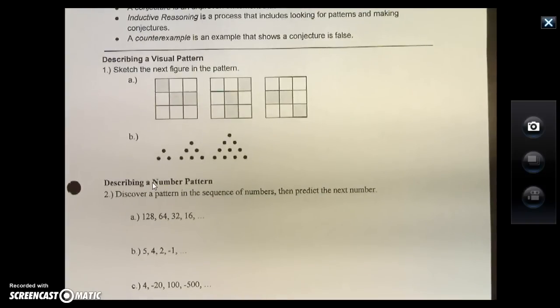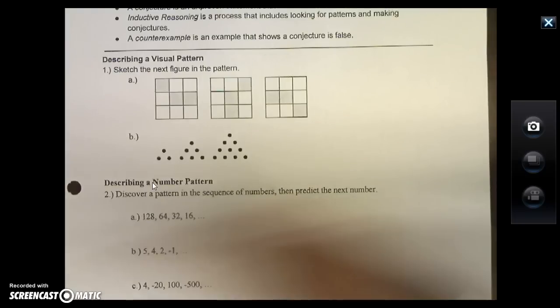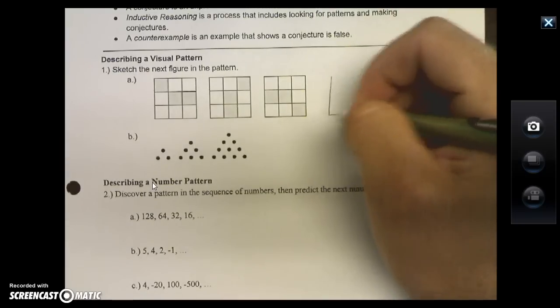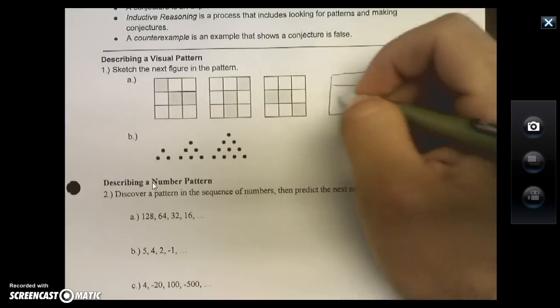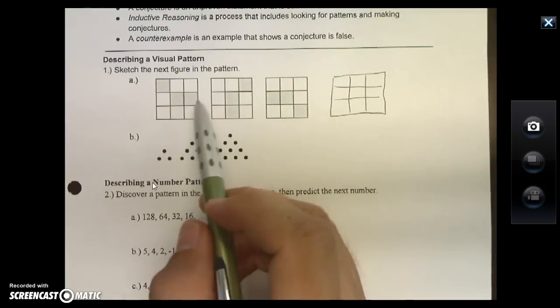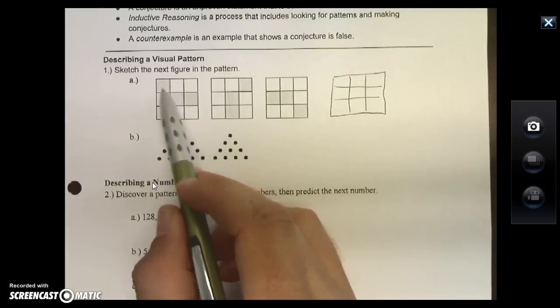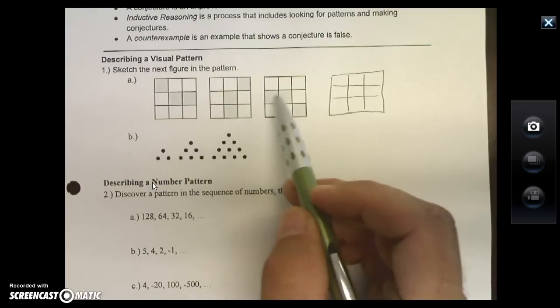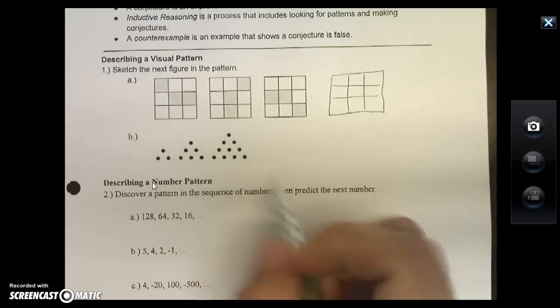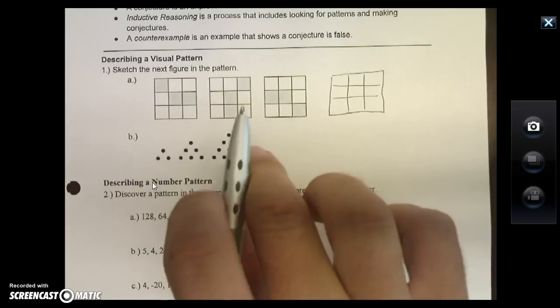Number one, describing a visual pattern. Sketch the next figure in the pattern. If we take a look at part A, what we have here is a 3x3 box. I know it's hard to see here, but the pattern is these two, then these two, and then these ones going across. You can see it's kind of rotating around.